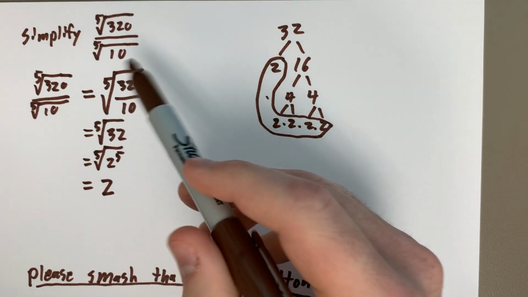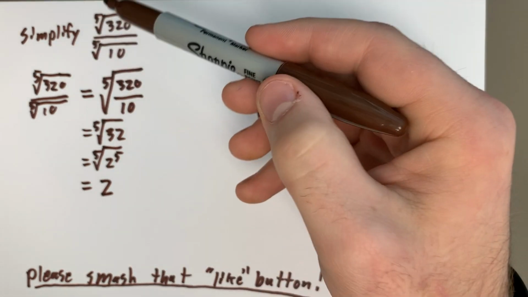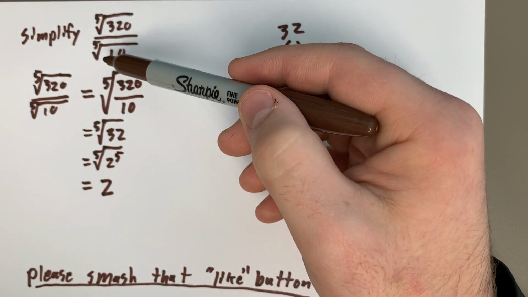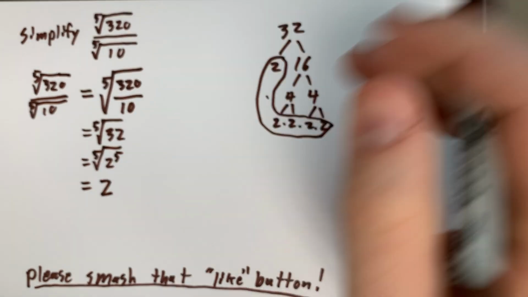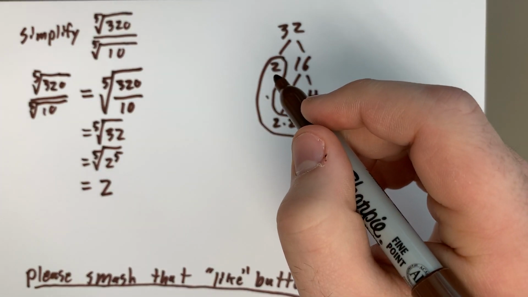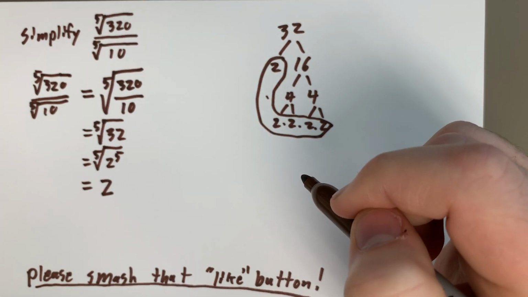So that's how you handle this sort of situation where you have the same radical on top and the same radical on the bottom. Sometimes just simple division can help simplify things tremendously, so you don't have to do 2 factor trees. We only had to do 1 in this case.